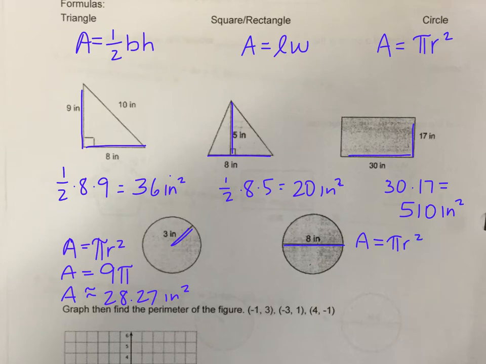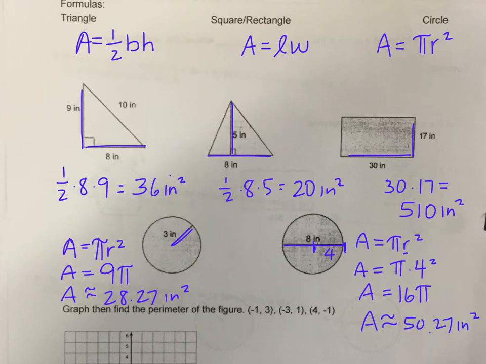This circle is a little tricky because our formula is area equals pi r squared, but this is a diameter, and I only need to know half of it. Well, I know that half of 8 is 4, so I have to use a 4, not the 8. So the area equals pi times 4 squared. So our exact answer would be 16 pi. And our approximate answer would be 50.27 inches squared.